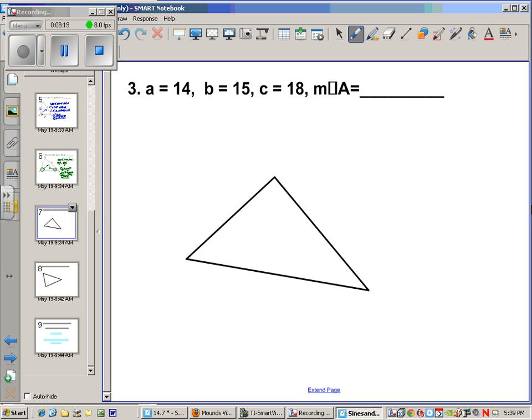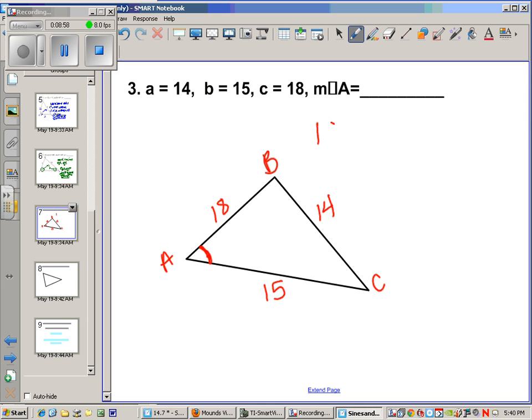Now I want you to look at this one and label everything you know. A, B, C. So take a second to draw this triangle down and label everything you know. Again, I'm going to go across from angle A. That's my little a, and it tells me it's 14. I'm going to go across from angle B. That's my little b. It's 15. Across from angle C, that's my little c. That's 18. And they want me to find the measure of angle A. So take a second, finish drawing your picture, and see what you think you're going to use.